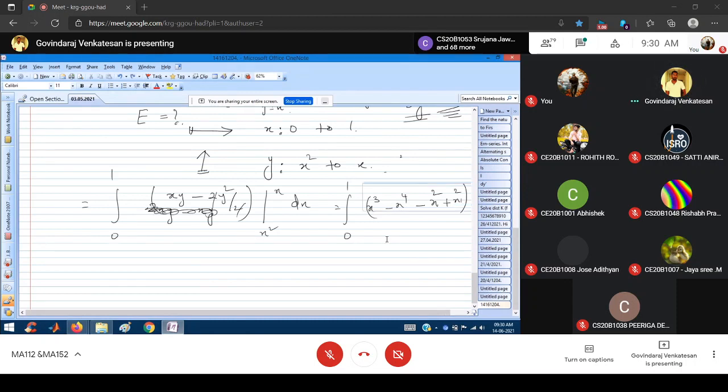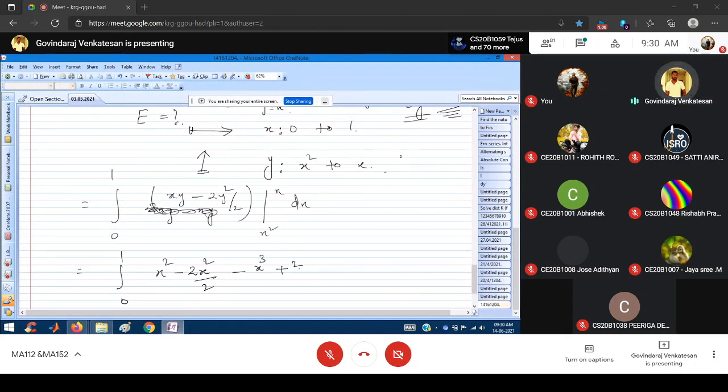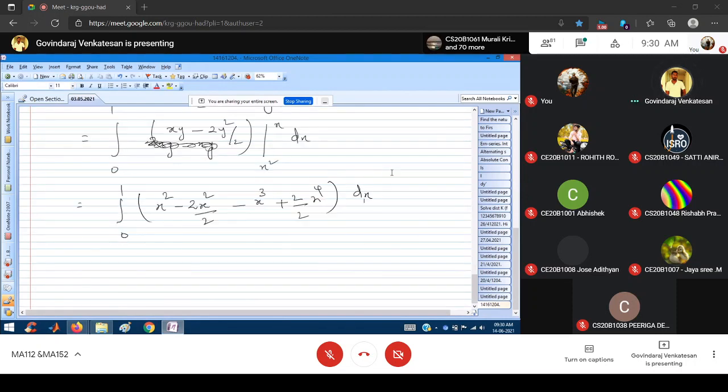No, sorry. So substitute the lower limit. It is nothing but the integral over 0 to 1, or substitute the upper limit. So x square minus 2x square by 2 minus x cube plus 2 by 2 into x power 4 into dx. Okay, so the first one and second one cancel.